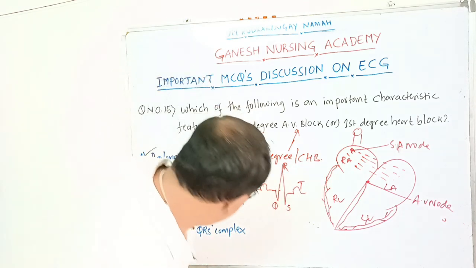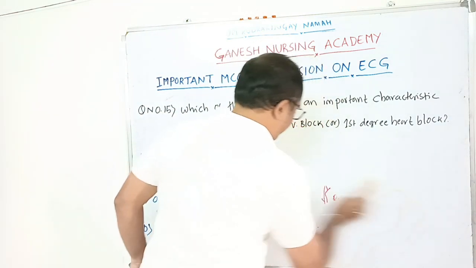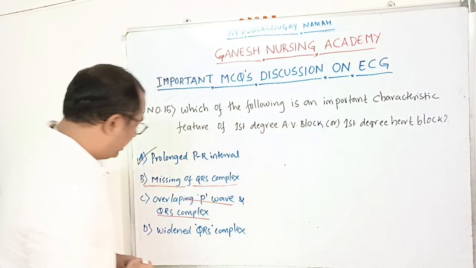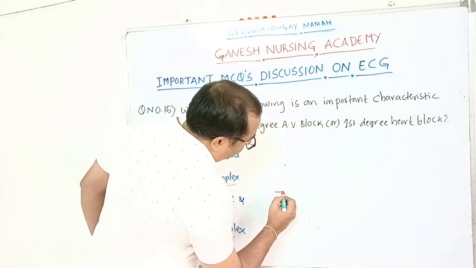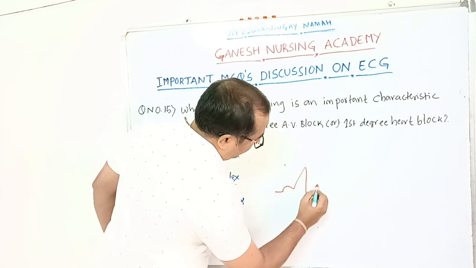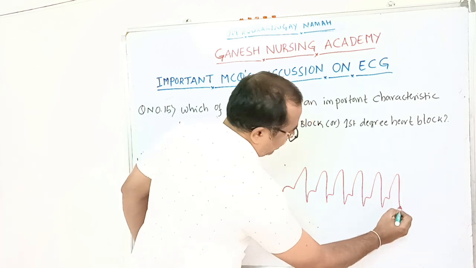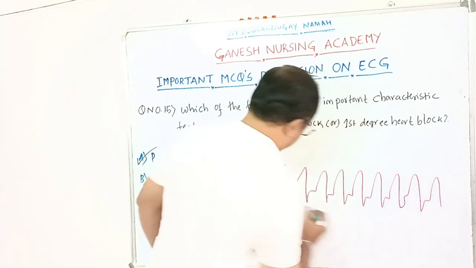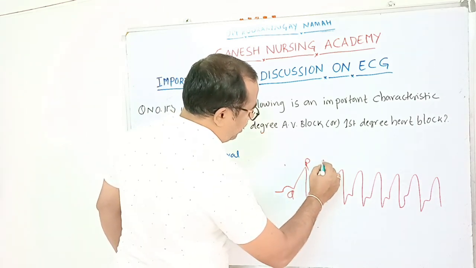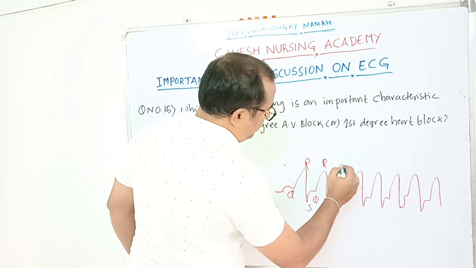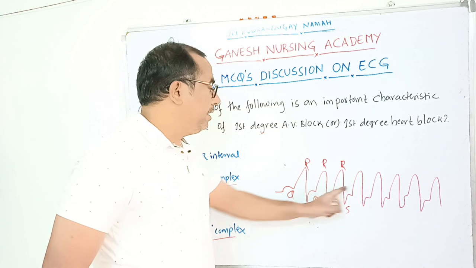And last, what is this widened QRS complex? The last option. So this widened QRS complex. See here, these are all QRS complexes. So these are the widened QRS complexes.